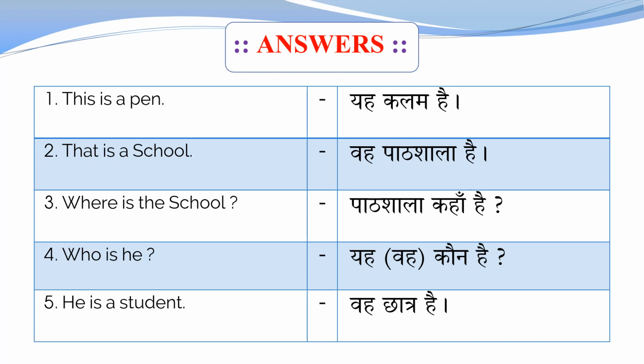Who is he? He can be translated as यह or वह. Who means कौन? Is can be translated to है. So, the question becomes यह कौन है or वह कौन है. Usually we write यह कौन है. He is a student. He can be translated to वह. Student means छात्र. Is can be again translated as है. So, the statement becomes वह छात्र है.